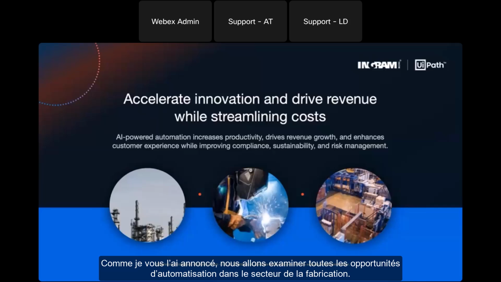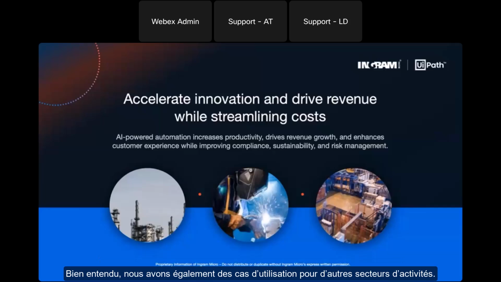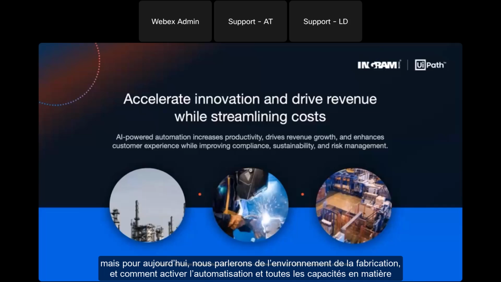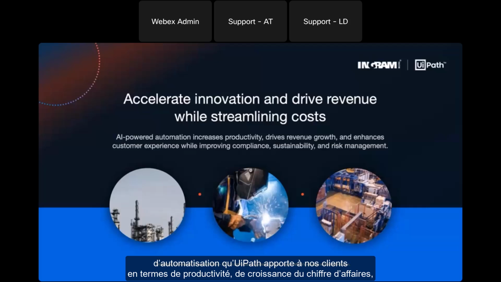As I mentioned, we are going to discuss all the opportunities for automation around the manufacturing industry. Of course, we have use cases for other industries as well. We have other sessions where we share those, around finance, insurance, healthcare. But for today, we're going to discuss the manufacturing environment, and how we can enable the automation and all the capabilities around automation that UiPath brings to the table for our customers in terms of driving productivity, revenue growth, to enhance their employee and customer experience, and making sure that they are in compliance with the different organizations in compliance in terms of sustainability, for example, risk management, security.